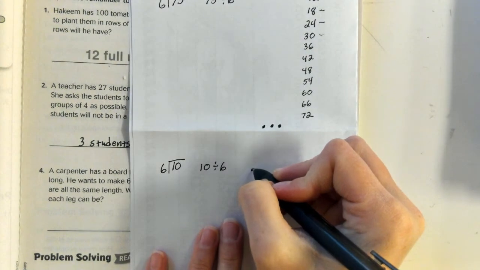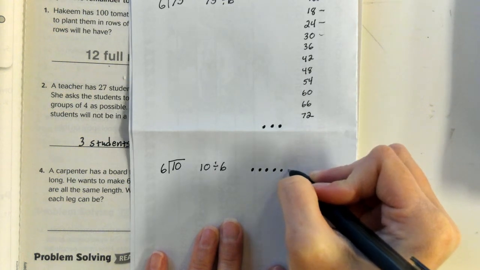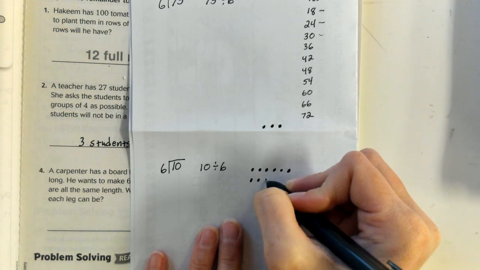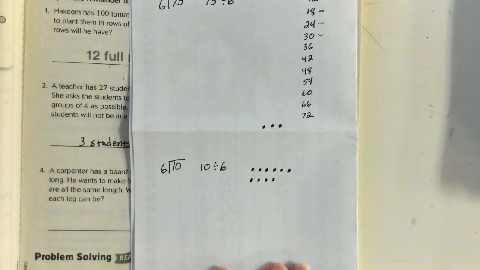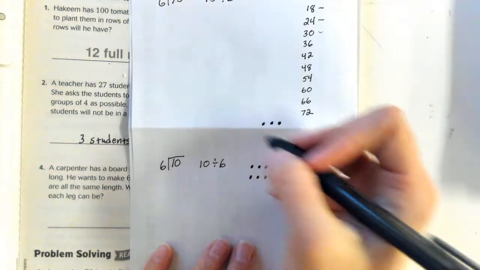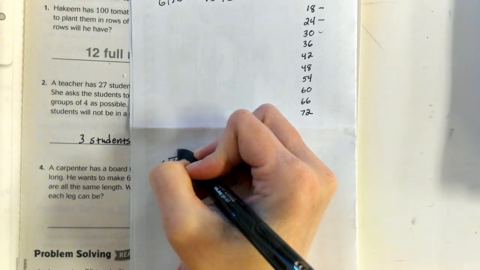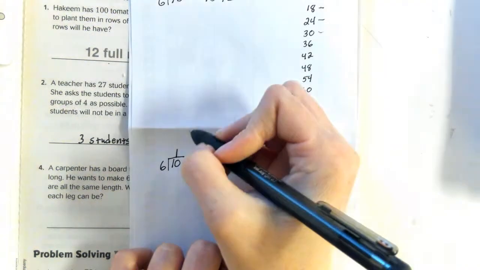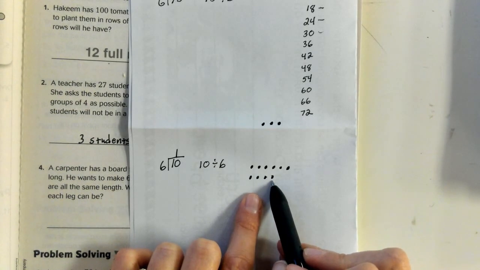So here, this I can probably do pretty quickly with dots. So 1, 2, 3, 4, 5, 6, 7, 8, 9, 10. How many groups of 6 do I have? Does everybody see that? I have 1 group of 6. What do I have left over? 4. 1, 2, 3, 4. I have 4 left over.